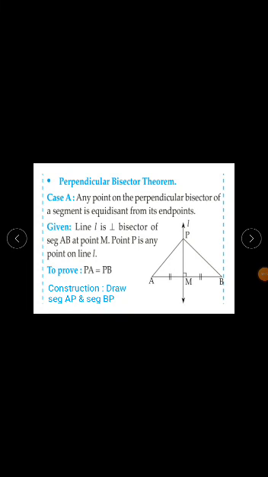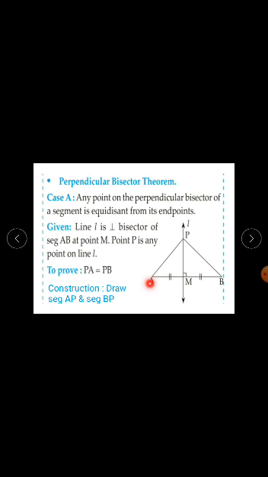Our next theorem is the perpendicular bisector theorem. There are two parts, part 1 and part 2, or case 1 and case 2. First part: any point on the perpendicular bisector of a segment is equidistant from its endpoints. Read the statement carefully.